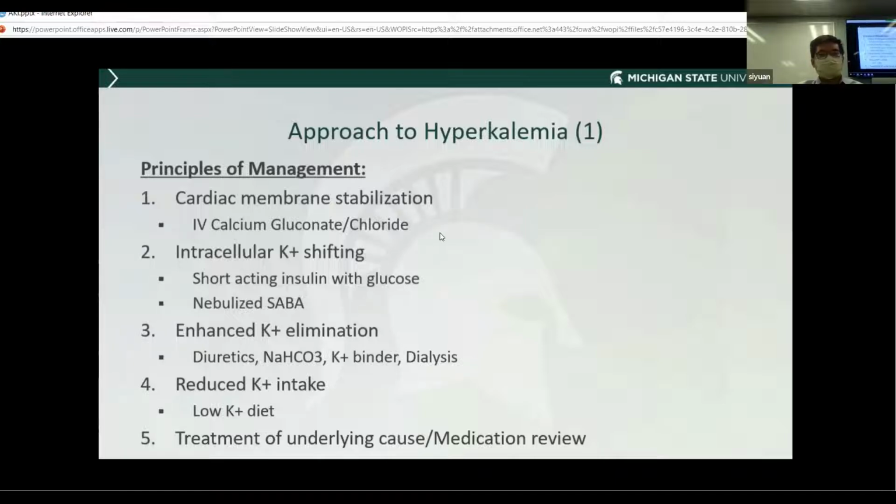That works by the principle of intracellular shifting of the potassium, but it's temporary, because after you give the dextrose and insulin, a couple of hours later the potassium is going to shift out again. So this is just temporizing.